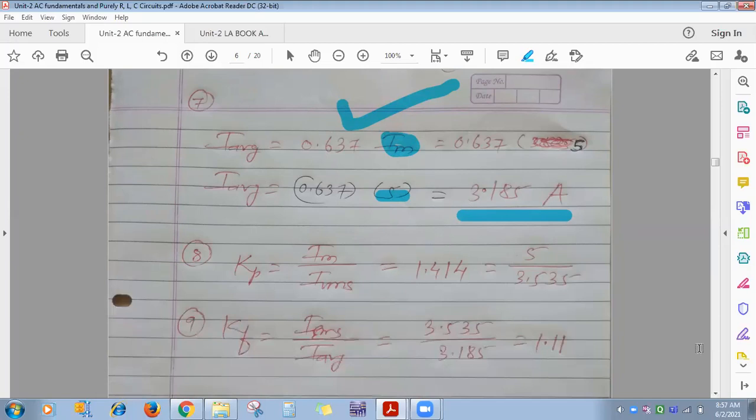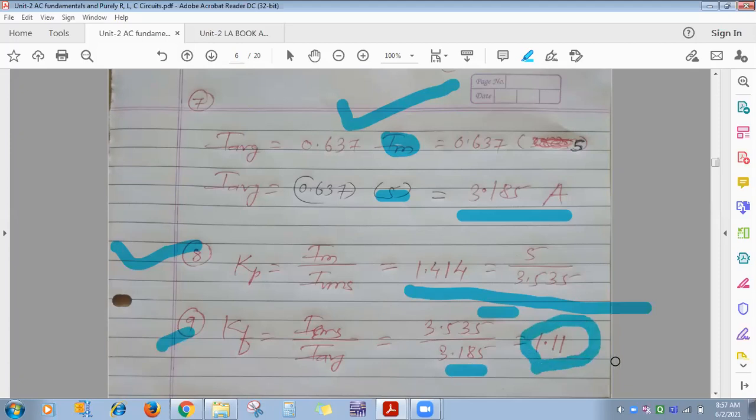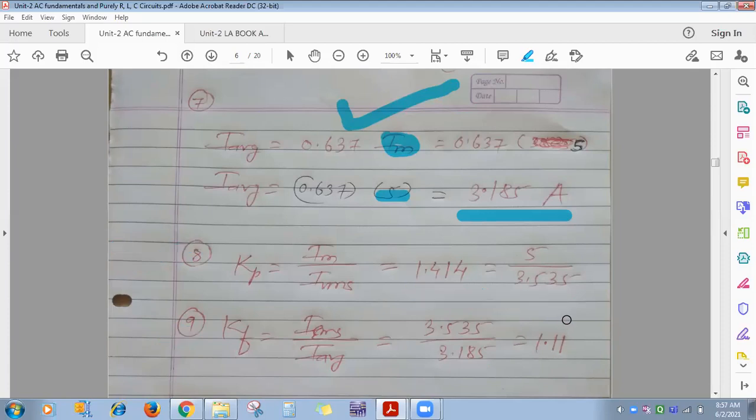And form factor and peak factor. Peak factor is the ratio of peak to RMS. Peak value and RMS we have just calculated, so you will get 1.414. Form factor is the ratio of RMS to average. RMS and average we have calculated, so you get the ratio 1.11. Any difficulty in this sum? No, ma'am.